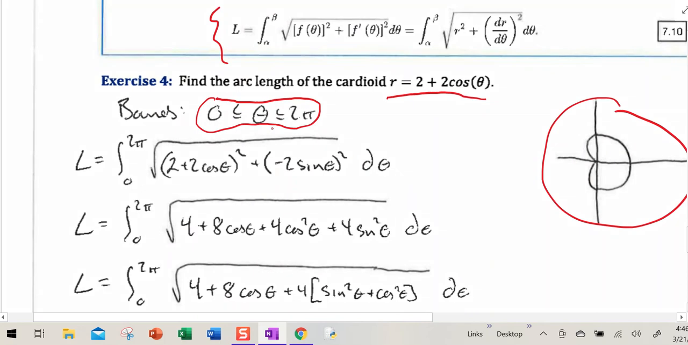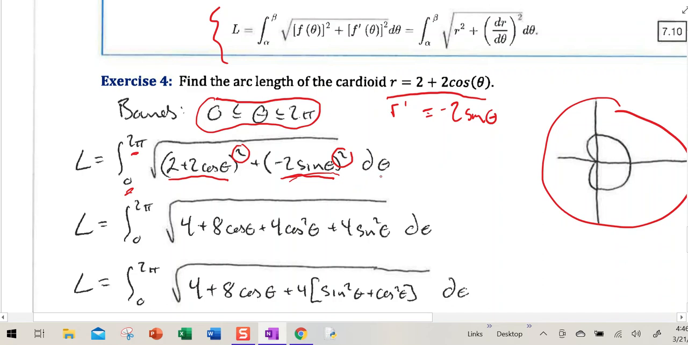the integral from 0 to 2 pi, and then we have the square root. We want the function squared plus the derivative of the function squared. And so the derivative, r prime: the derivative of 2 is 0. And then the derivative of 2 cosine, well, the derivative of cosine is negative sine, so this simply becomes negative 2 sine of theta. And so that is in right here.